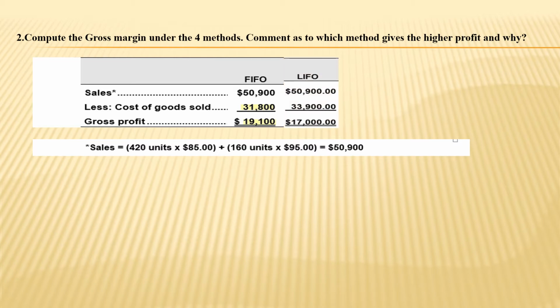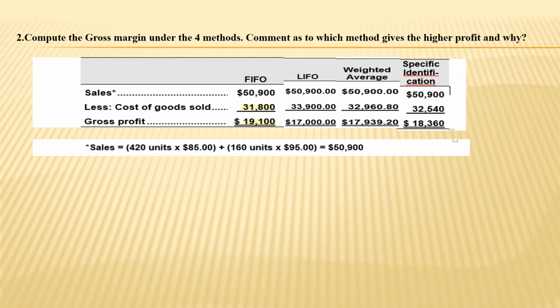Then the same will be applied for LIFO in order to calculate the gross profit using LIFO, and the weighted average as well as the specific identification. I just take the cost of goods sold calculated in the previous slides under each of the four methods, and I deduct it from the sales, which is consistent in all the methods. The sales is the same in all the methods. I deduct the COGS from the sales to arrive at the gross profit.